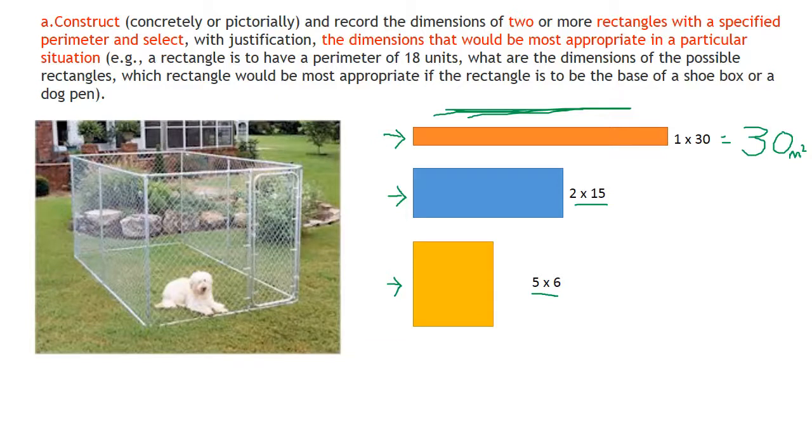If one side is 5, so this side is going to be 5, and this side is going to be 6, we know that perimeter is, we're going to add all sides.